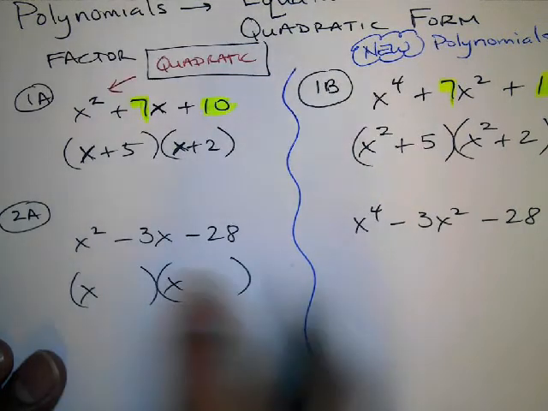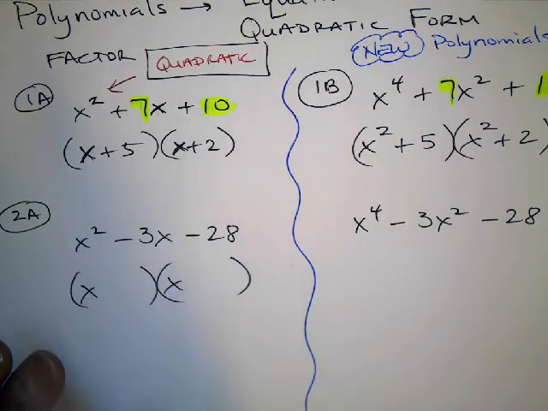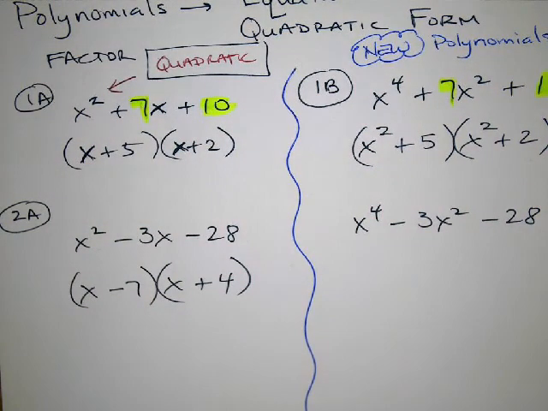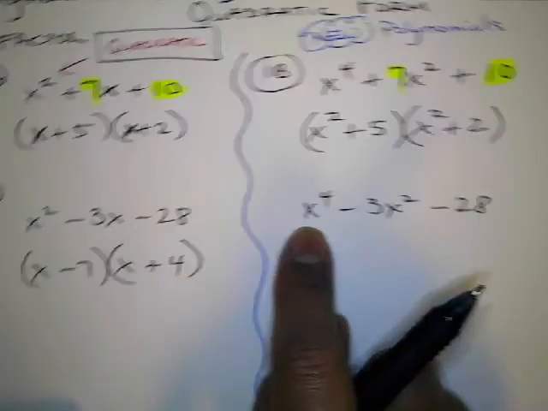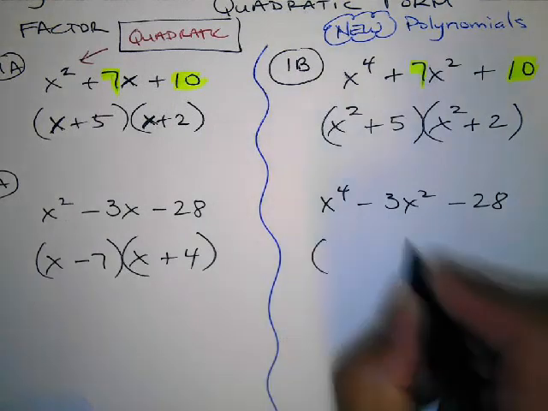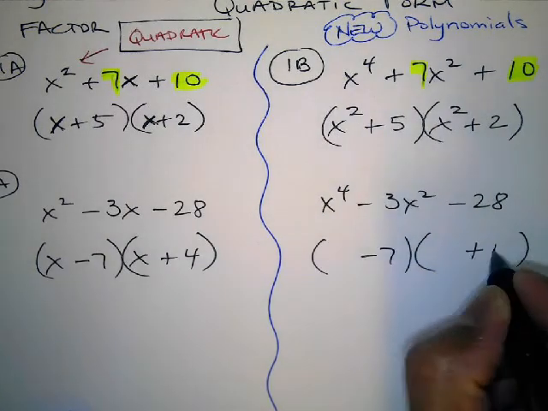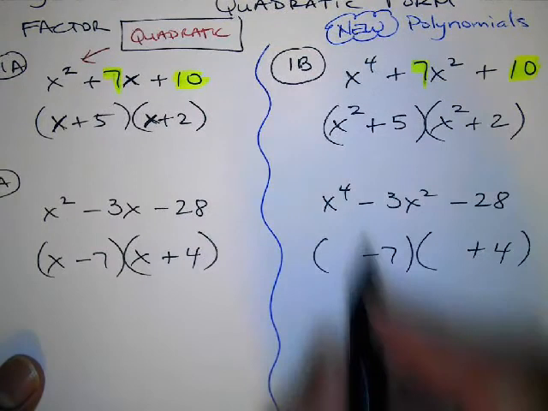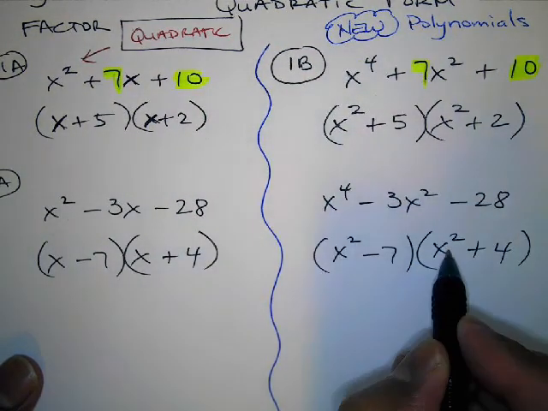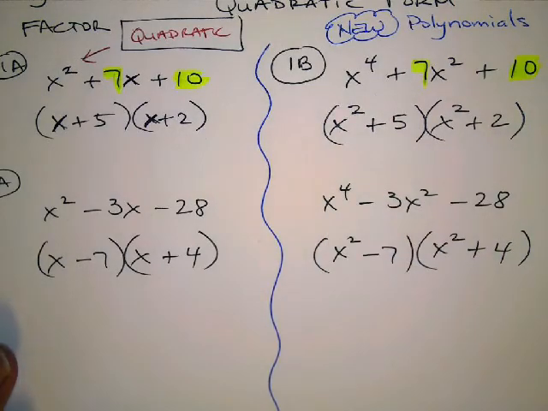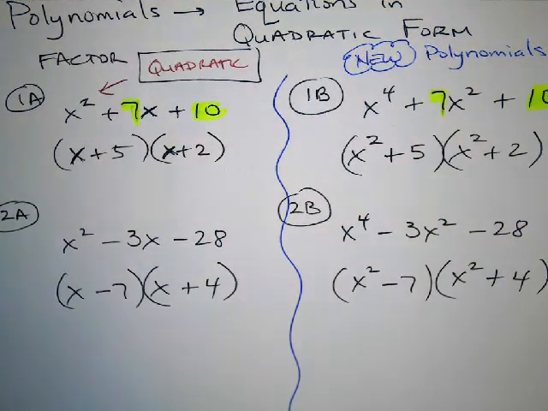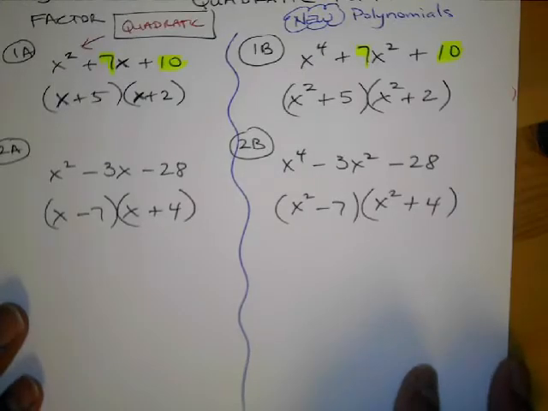Well, 7 times 4, right? X. I need x times x to give me x squared. And this will be a negative 7 and a positive 4. So now that you see this one, to get the negative 28 and the negative 3, see, this is still the same, the minus 7 and the plus 4. But now this is going to be what? X squared, right? X squared times x squared is x to the 4. You guys see it? So this is 2a, this is 2b. All right.